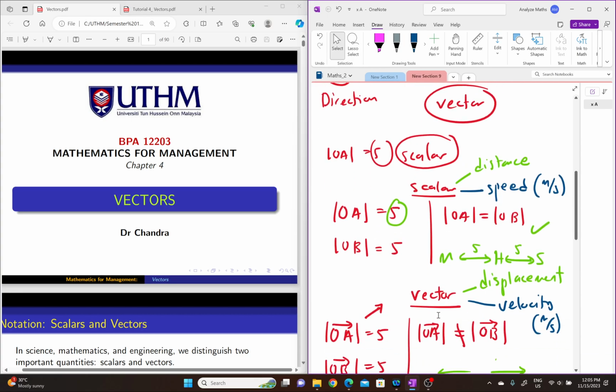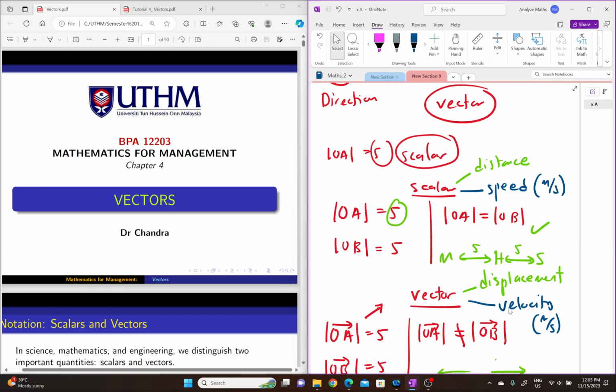Okay, what is a scalar in real life? Maybe distance. What is the corresponding vector quantity? That would be displacement. Another example of a scalar quantity is speed. What is the corresponding vector quantity? That is velocity. Just to give you some idea what is vector and scalar, and how the vector works.